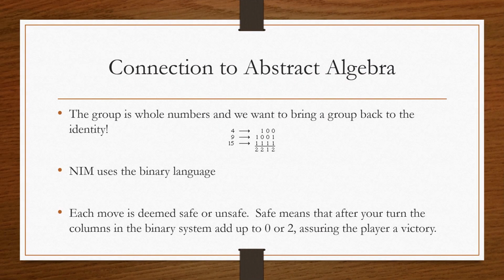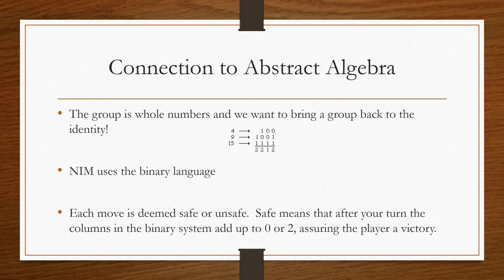So here are connections to abstract algebra, connections to the course that we are in, which is going to be set up towards the strategy. The group that we have here is going to be the group of whole numbers. You're using any objects, matches, stones, coins. Those are your objects.